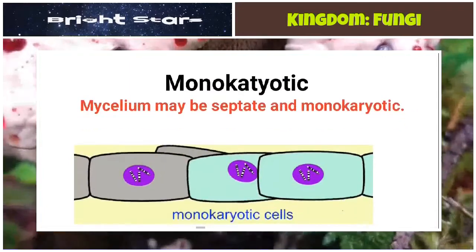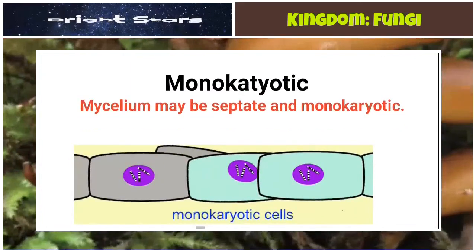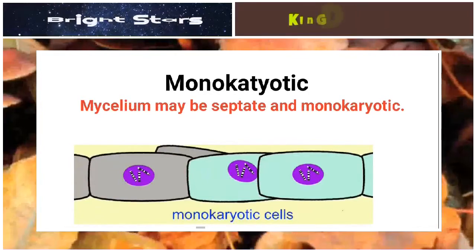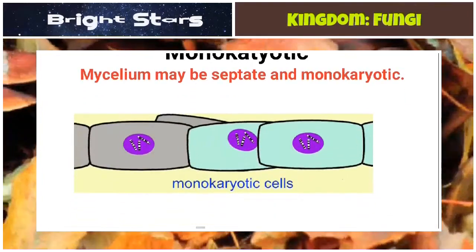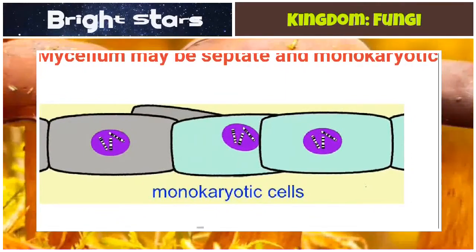So monokaryotic. Here mono means single, karyon means nucleus. Mycelium may be septate and monokaryotic. Like this, mycelium has cross walls and is divided into different cells.